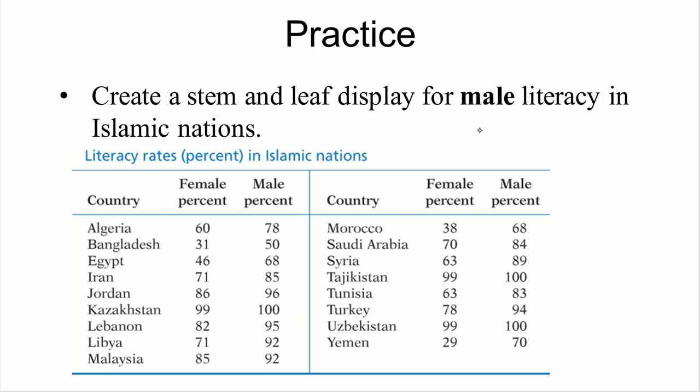I want you to create a stem and leaf display for the male section. But take a look at something very important here. One, the values are 2-digit numbers, but Kazakhstan has 3-digit values. How are you going to do that? I would strongly advise that 1 and 0 becomes your stem, and this 0 here becomes the leaf, just like you do over here. The 10 becomes the stem, the 0 becomes the leaf.